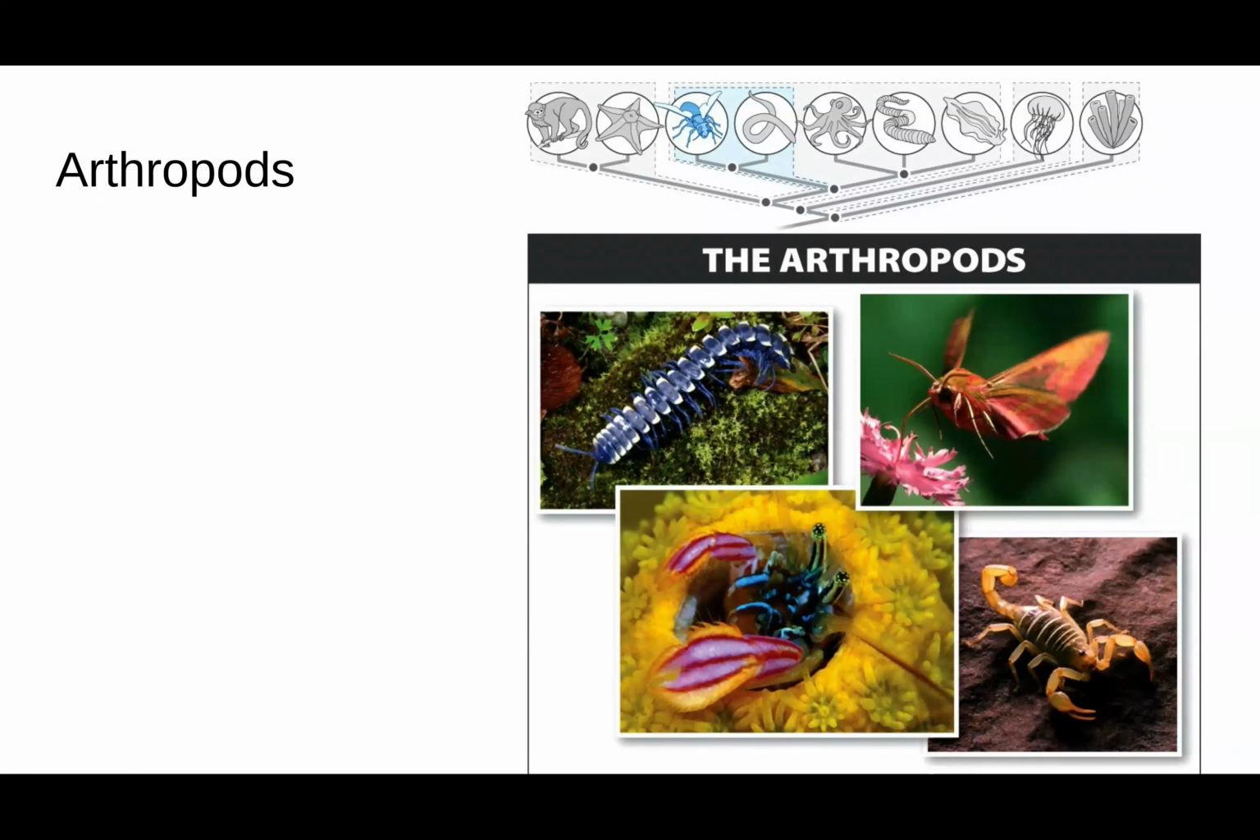And our arthropods are divided into multiple different groups. We have the insects, we have the arachnids, we have the crustaceans. So those are our three major groups.